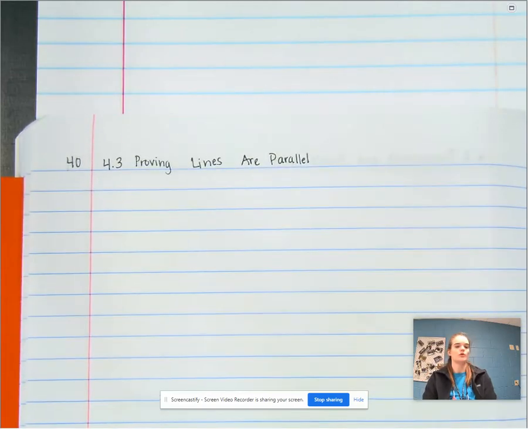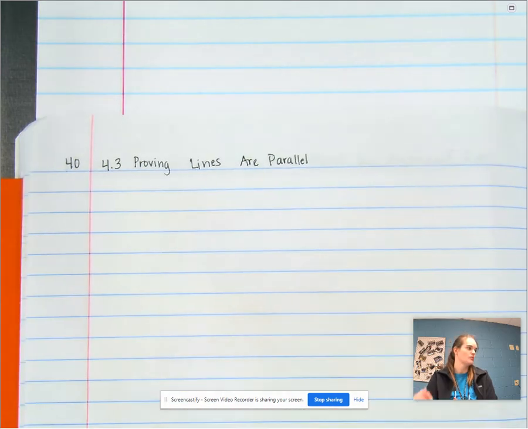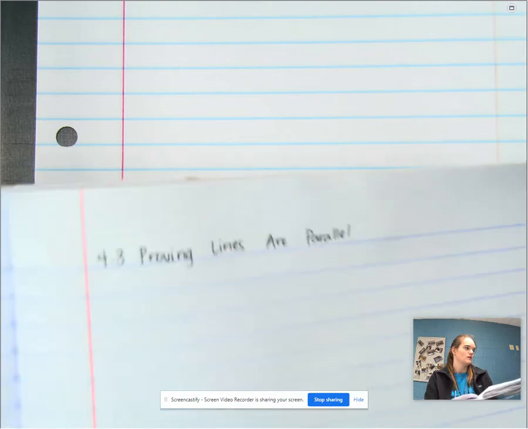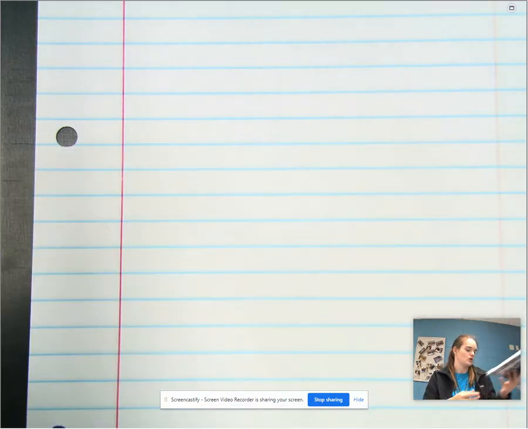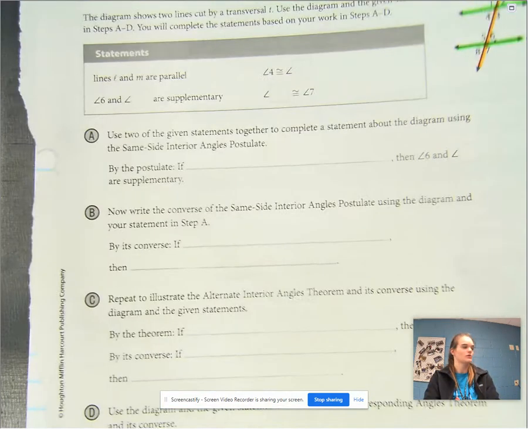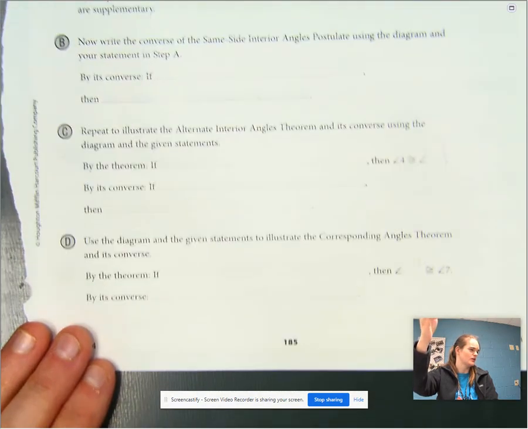Today we're going to be talking about 4.3, which is proving lines are parallel. So you need to go ahead and label pages 40 and 41, 4.3, proving lines are parallel. Once you do that, you need to tear out page 185 from your textbook. So here's 40, 41, tear out page 185 from your textbook. 185. It looks like this. We're going to write on it first.